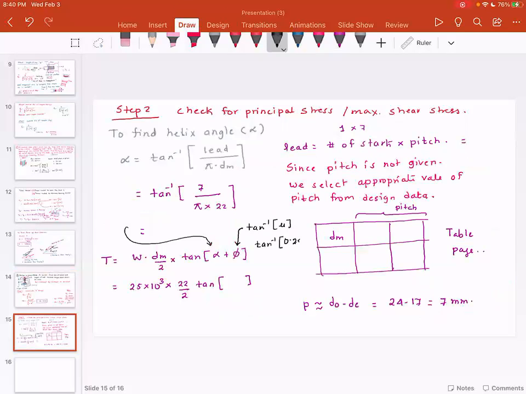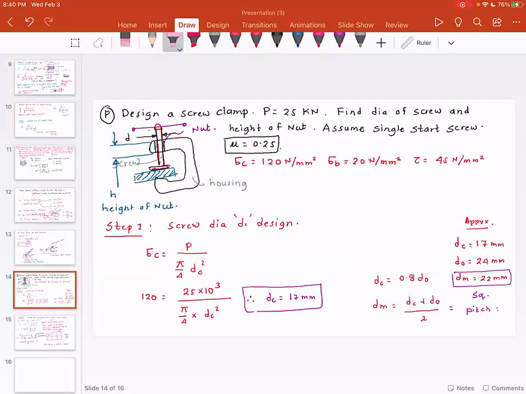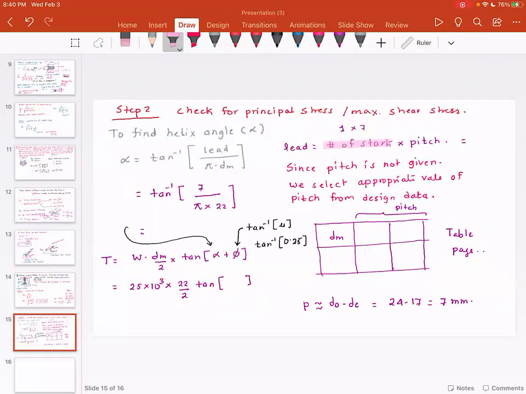Once you find out the value, we are assuming single start, and I think that is given here too. So assume single start screw. Does that answer your question, Matthew? If it's a double start screw, then we will have to use lead is equal to 2 times the value of pitch. Then you'll find out the value of torque.